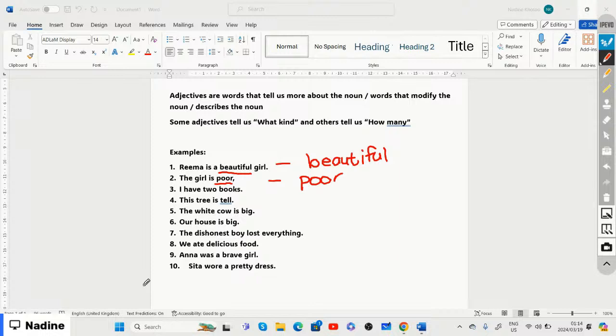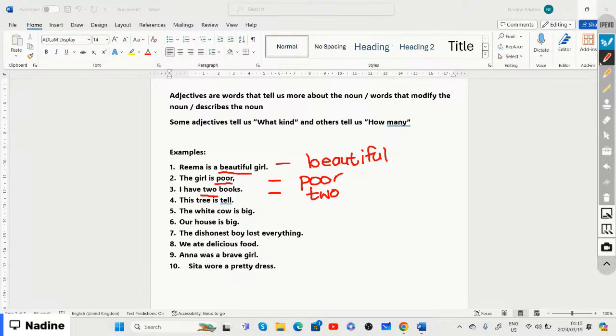All right. So this sentence says, I have two books, and the word two tells us how many books this person has. So our adjective is two. It tells us how many books this person has. So how many books do you have? Two books. This sentence specifically tells us how many, and it doesn't tell us what kind.